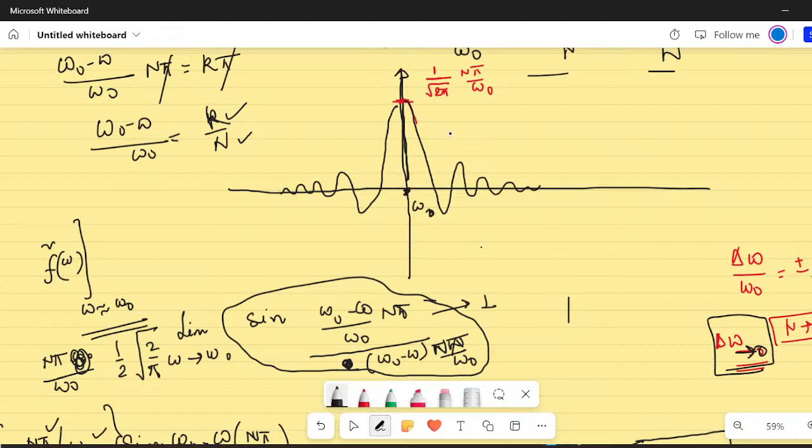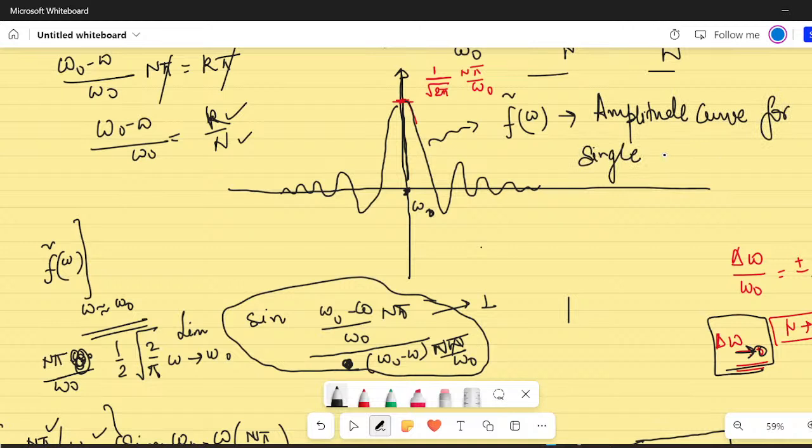So basically this is the graph of your f tilde omega, or you can say the graph of the Fourier transform of the finite wave train, and it actually resembles the graph of something that you see in your optics. If I correctly remember, this represents the amplitude curve for the single slit diffraction experiment, or you can say the single slit diffraction pattern. This is something that you see in your standard 12th also. So this is the amplitude curve for the single slit diffraction experiment.